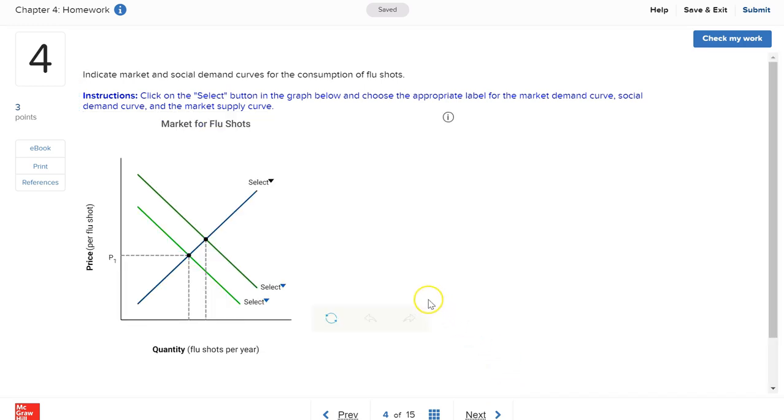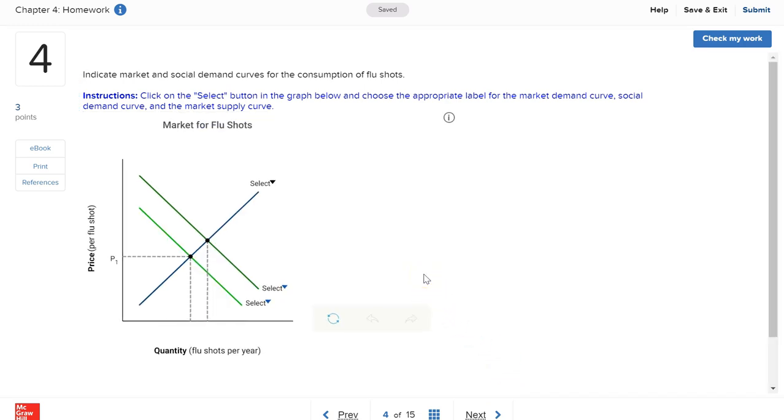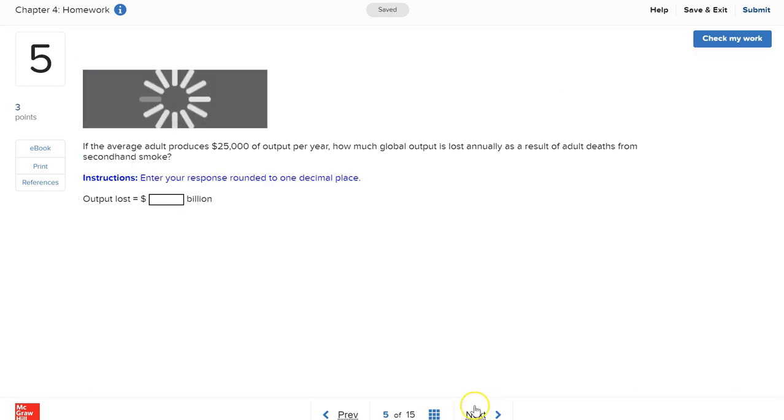The next one gives you a similar situation. This is flu shots. What should be clear is that since flu shots create a positive externality, the socially optimal curve is going to be to the right of the market demand curve, because that creates that positive externality, and if we're producing the socially optimal quantity, it's going to be greater at every price in the marketplace.